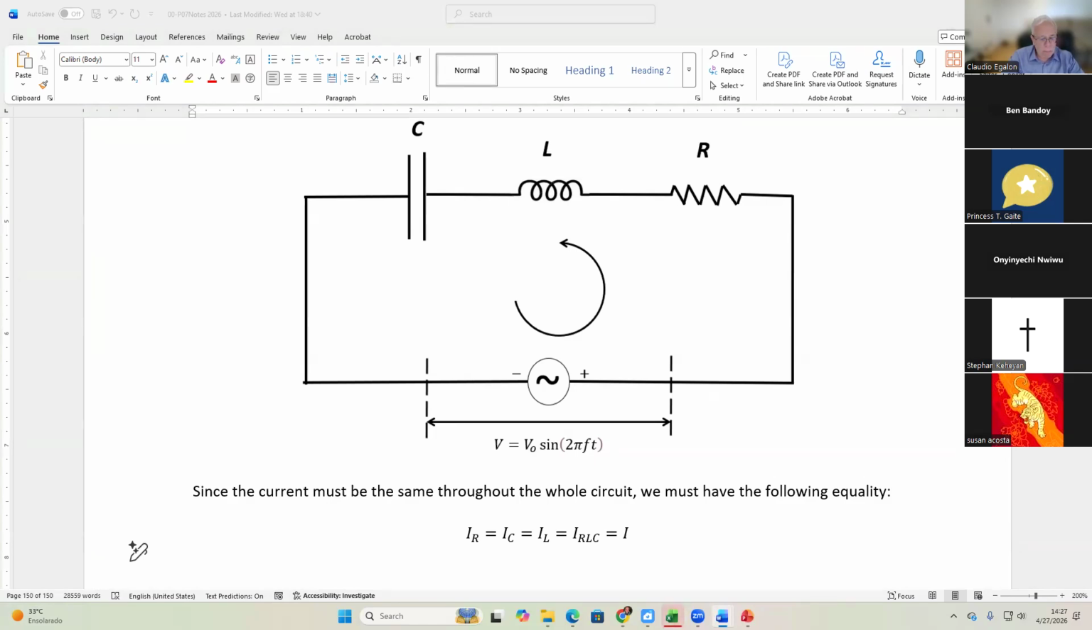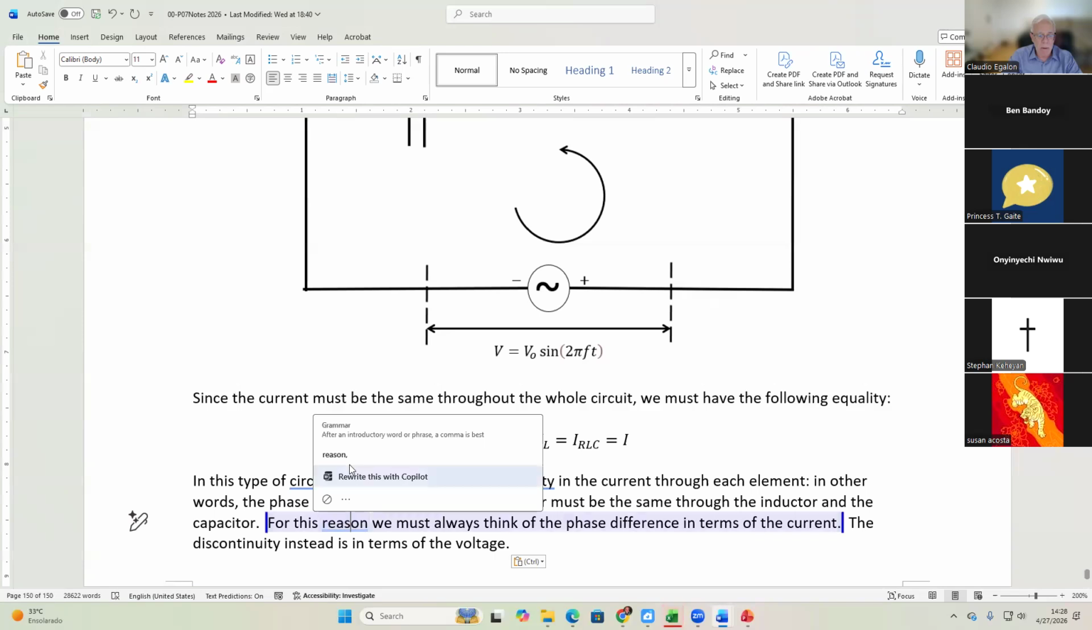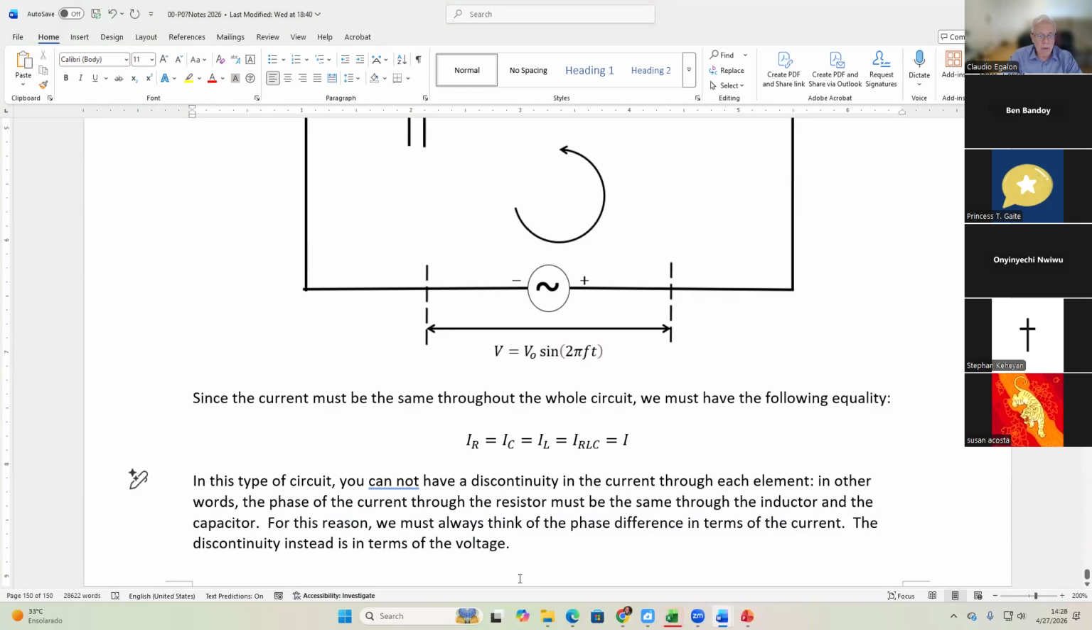Here you go. I'm going to copy and paste this thing here. Another way of saying the same thing. In this type of circuit, you cannot have a discontinuity in the circuit through each element. In other words, the phase of the current through the resistor must be the same through the inductor and the capacitor. For this reason, we must always think of the phase difference with respect to the current.